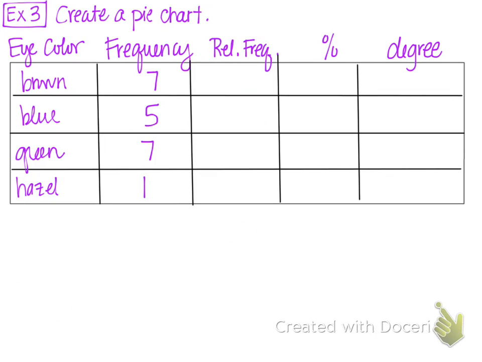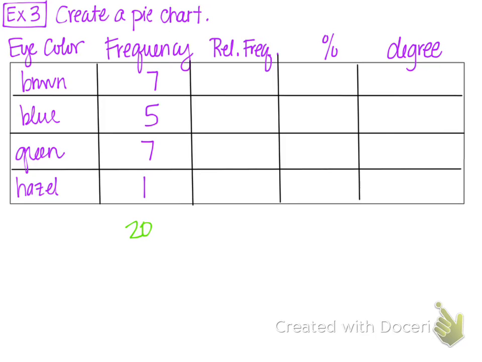So let's start the next example. It says, create a pie chart. So somebody's taken this data down, and we've got eye color being sampled here. So we've got brown, blue, green, and hazel eyes. And somebody has done some kind of survey and found that we've had 7, 5, 7, and 1. So the first thing we've got to do is determine what our relative frequency is. Before we do that, remember we've got to add together all of these frequencies and determine what the denominator of our fraction is going to be. So 7 plus 5 plus 7 plus 1 gives us a grand total of 20 people.